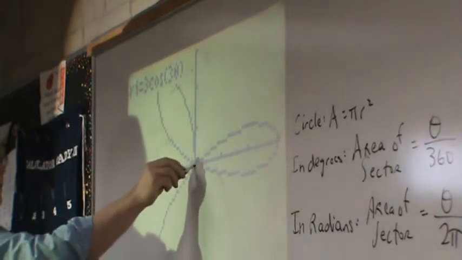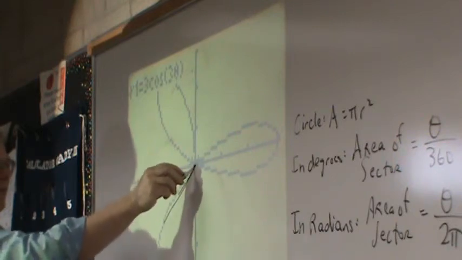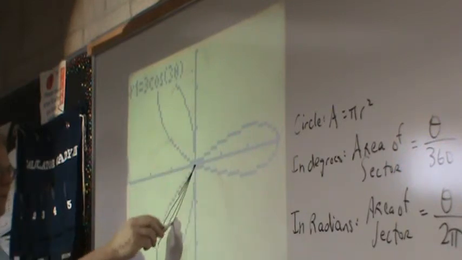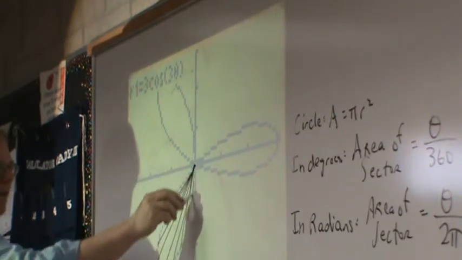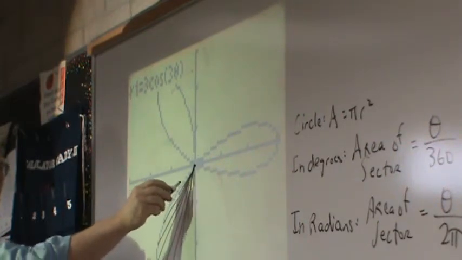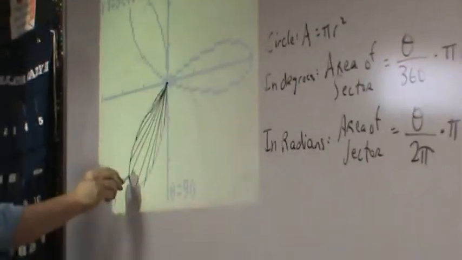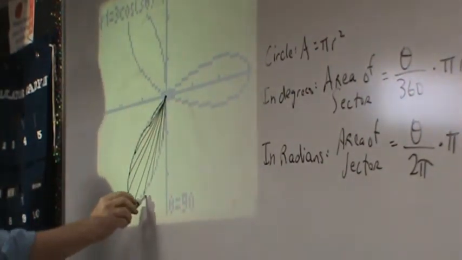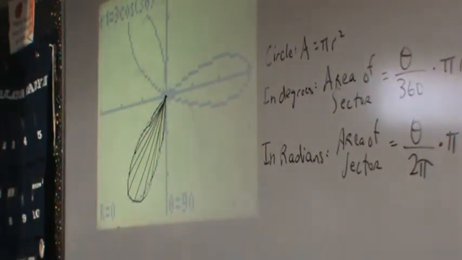You start at 30 degrees and you start adding up all these sectors, all these pizza slices. As I go from 30 to 90, then I come back down and I go away. And so I'm adding up this pizza slice to that pizza slice to that one, to that one, and so on. You see how that works? You're not adding up rectangles, you're adding up pizza slices.